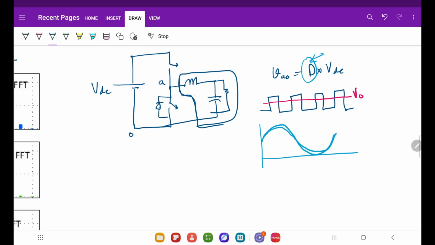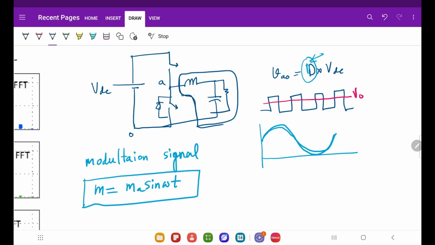Now instead of calling it simple duty cycle, we call it a modulation wave or the modulation signal. And the modulation signal, let's say M equal to MA sin omega t. So this is my modulation signal. I have to apply it like this.